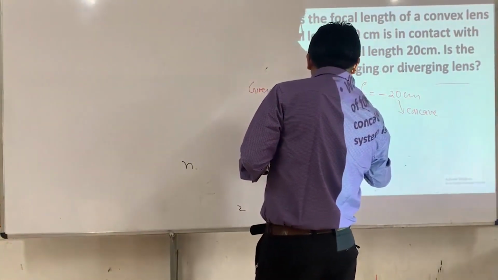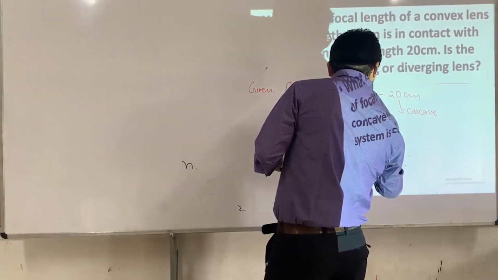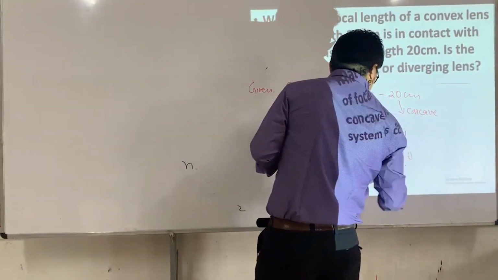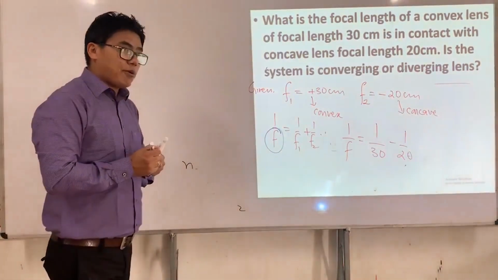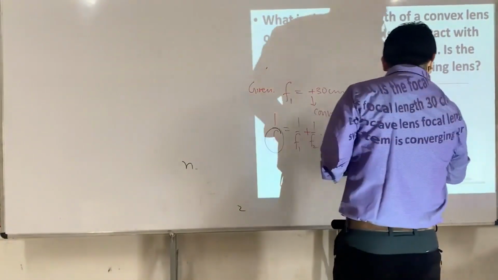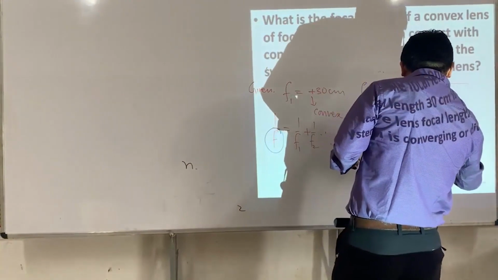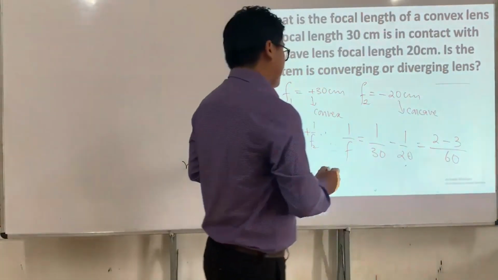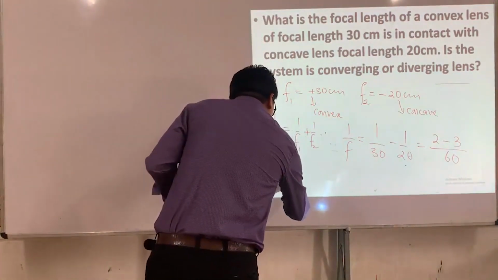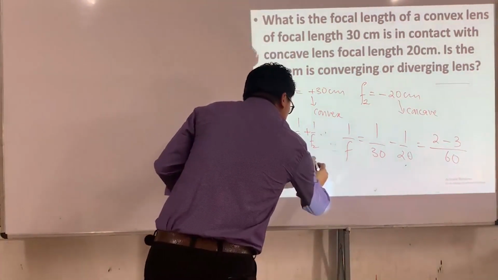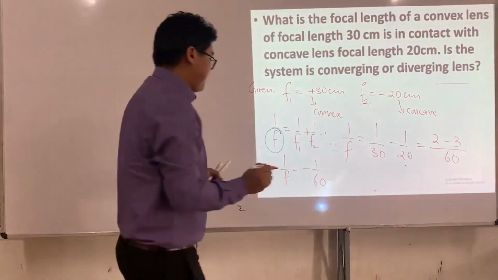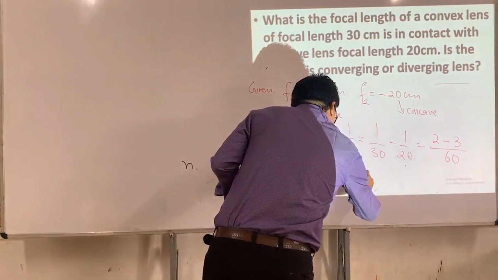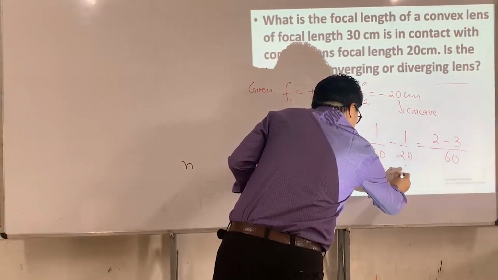1 by f is equal to 1 by 30 minus 1 by 20. Alright, what is the LCM? This is going to be 60. So 2 minus 3 divided by 60. Therefore 1 by f is equal to minus 1 by 60, which implies that f is equal to minus 60 centimeter.